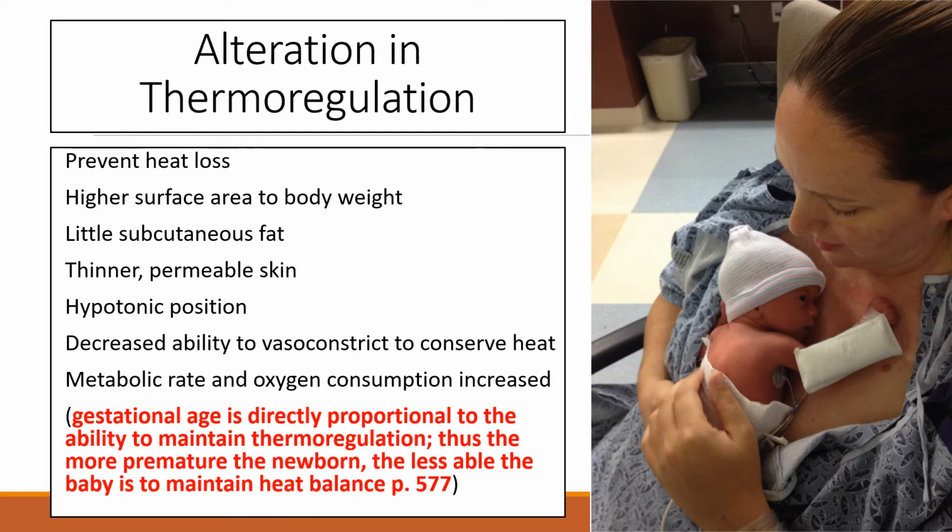Gestational age is directly proportional to the baby's ability to maintain thermoregulation. Thus, the more premature the newborn, the less able the baby is to maintain their heat balance. So therefore, it is going to be up to us to make sure that they keep their heat balance. And this is also true for those babies who are born small for gestational age but have that post-maturity syndrome. Remember, they were hanging out for a long time. Gestationally they may be term, but physiologically they may have a greater need to have their temperature regulated and for them to maintain their body heat.